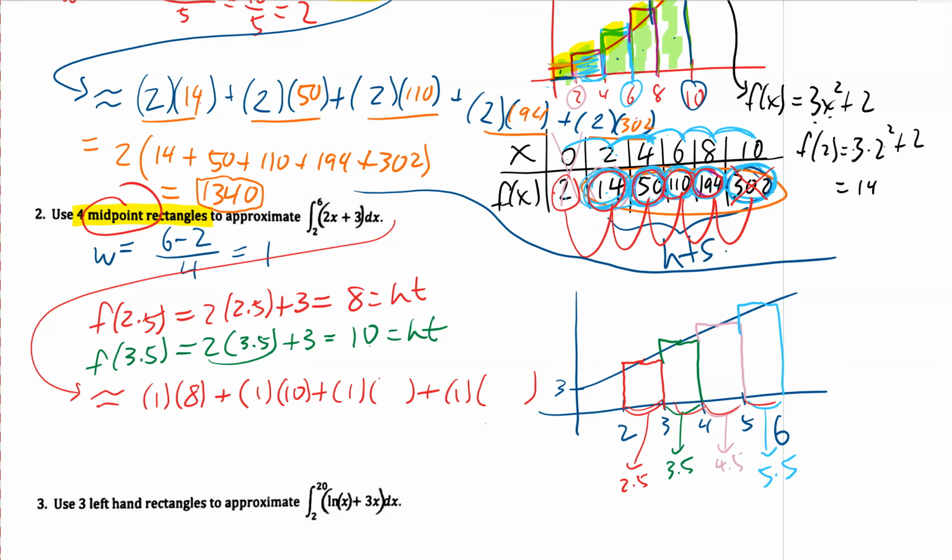All right. To find these other heights here, you can basically just plug and chug like we did here, but you can also use the idea that the slope of this function was 2. It was sitting right here.